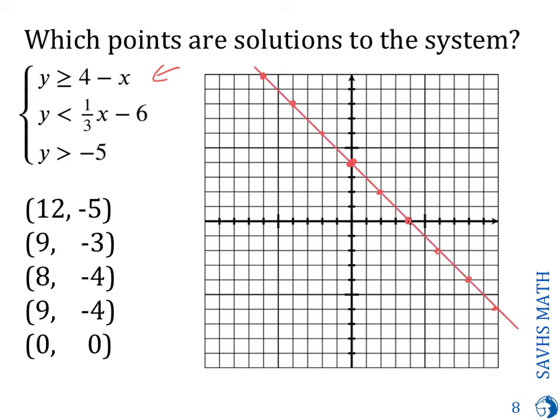So the line looks like this. It's solid because it's or equal to. Which side am I going to shade? I have to put in my test point, and I get 0 is greater than or equal to 4. That's a false statement on this side of the line, so I have to shade over here. So let me just fix that.